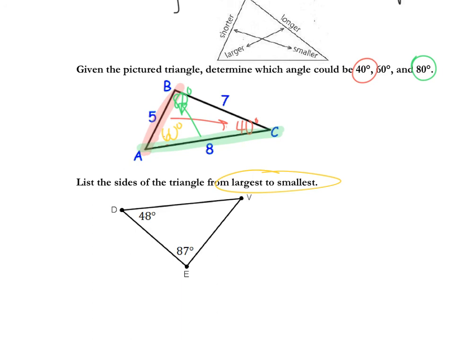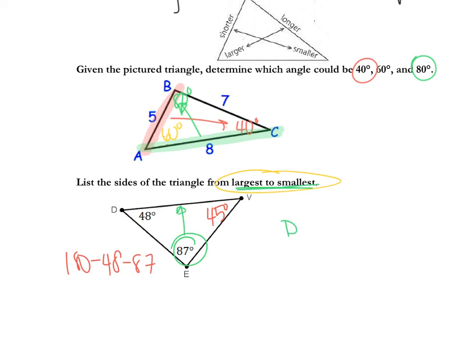Okay. In the next example, it says to list the sides from largest to smallest. So before we do that, we actually need to find the missing angle. Well, remember that a triangle adds up to 180. So if you do 180 minus 48 minus 87, that gets you 45 degrees. Okay. So the largest side is going to be across from the largest angle. Why am I doing largest first? Because it wants largest to smallest.